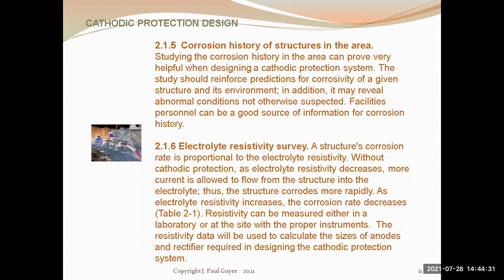If the structure that you are undertaking to protect is already out there, it exists, you can conduct an electrolyte resistivity survey as part of your field work. But if the structure does not exist out there in the ground, then you cannot conduct the electrolyte resistivity survey. The electrolyte resistivity survey measures how resistant the electrolyte, or the soil, is to the passage of electric current in it.